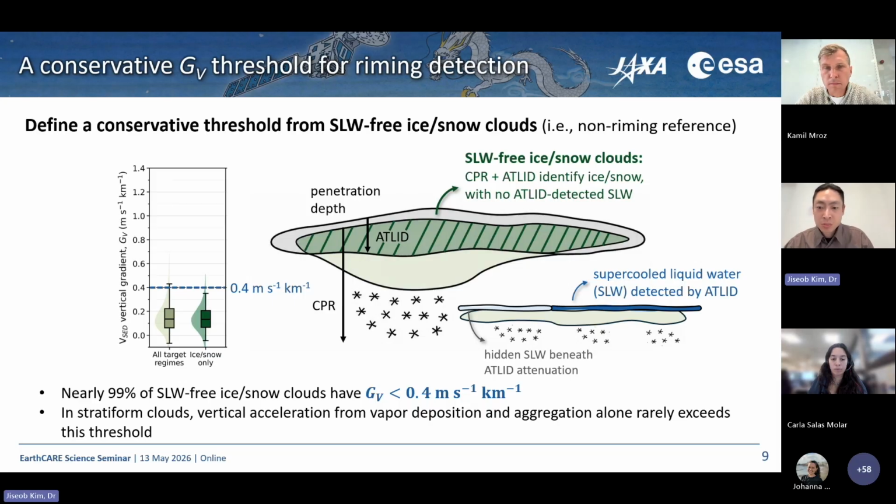But one of the most difficult parts of this study was deciding the threshold for riming. So what I did was I focused on ice cloud, where riming is very unlikely. So basically, these are clouds where CPR and ATLID both identify ice hydrometeors, but where ATLID does not detect supercooled liquid water. These darker regions, the darker green region, are that group, but because ATLID cannot penetrate very deeply into thick cloud, this group may underrepresent aggregation.